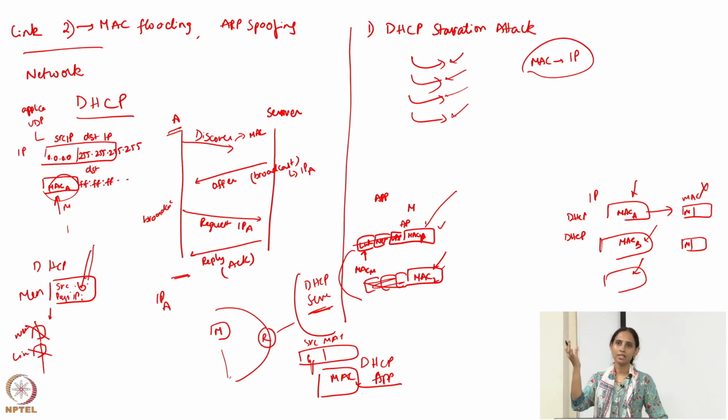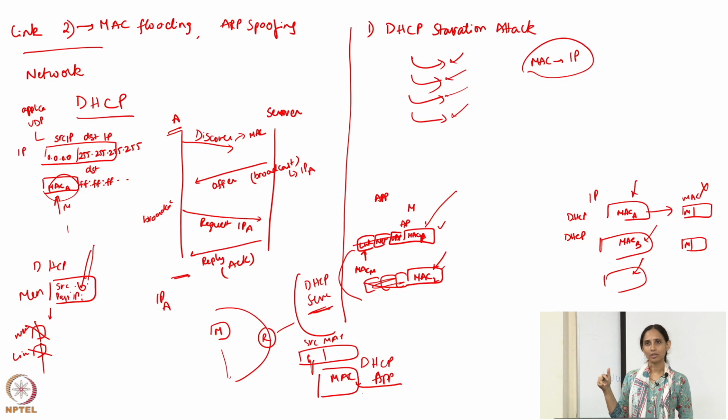It will only see, the DHCP server will only see the application level data, and within that the MACs are varying, MAC1, MAC2, MAC3. So for each of them it will generate one corresponding IP and pass it, and thereby exhaust. So that is what is happening here.